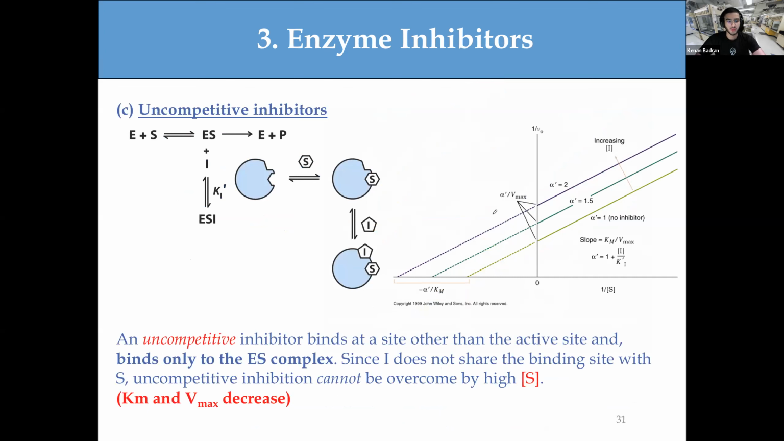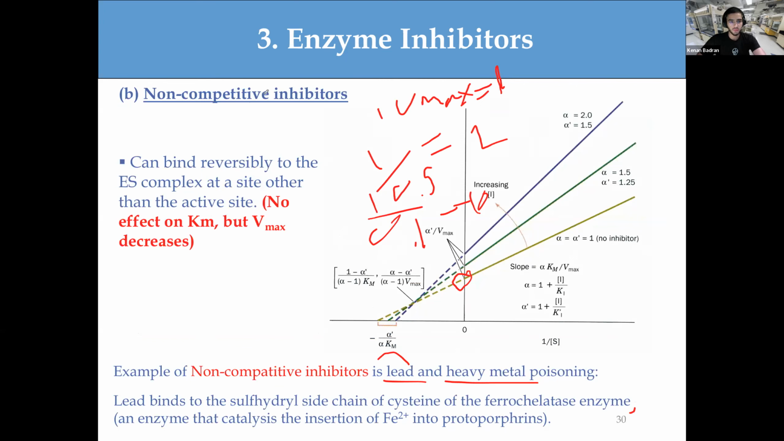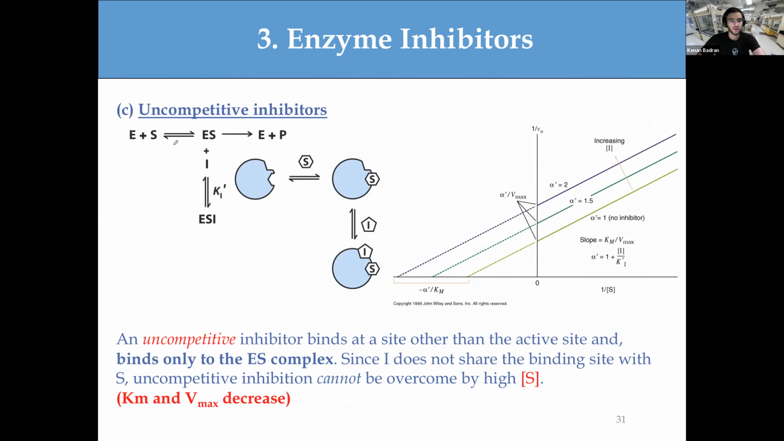Lastly, and what I used to think was the one that works the weirdest, was the uncompetitive inhibitor. An uncompetitive inhibitor works similar to the competitive and non-competitive, where it has its own site to bind to, and it would directly bind to it. But what happens here is it would cause a change in both the Km and the Vmax.